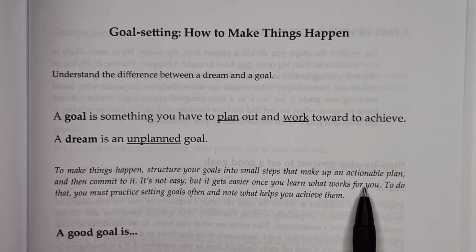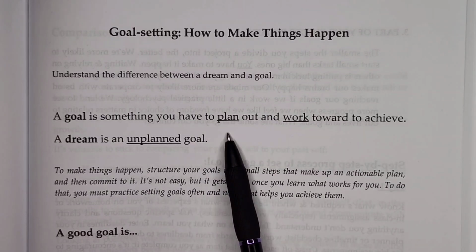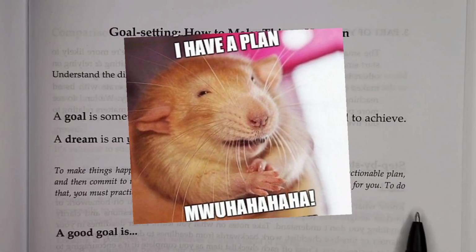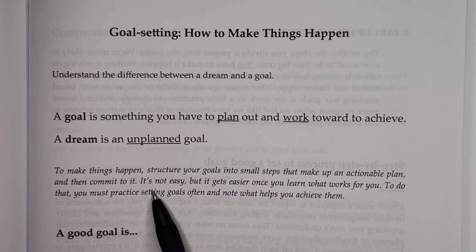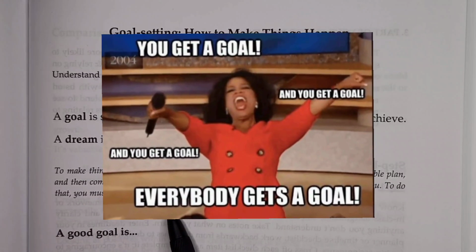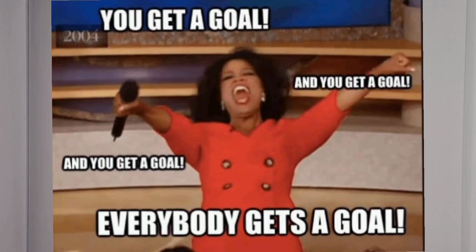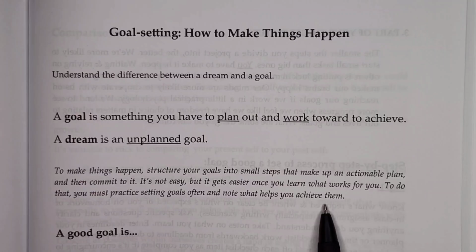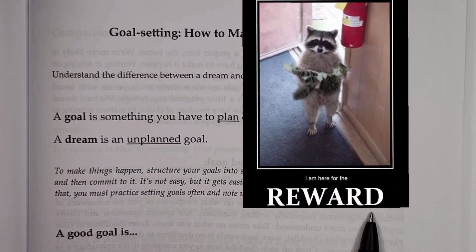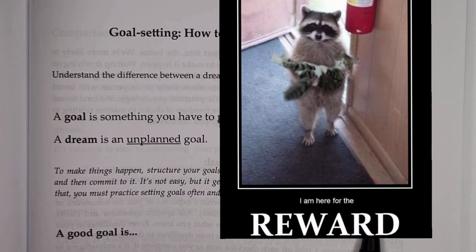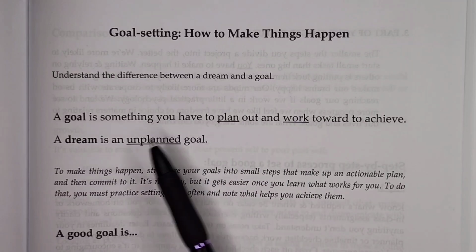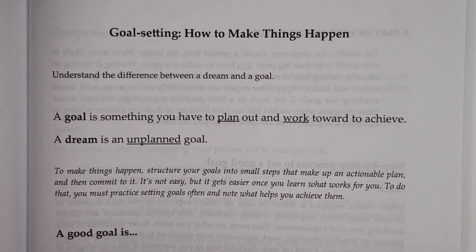So we want to try different things, experiment with the plan, the work, the lists, all of that. And to do that, you must practice setting goals often. It can be small goals, big goals, medium-sized goals, and then note what helps you to achieve them. So start a spreadsheet, start a little list, keep track of what's working for you, what little reward systems or reward economies you can set up for yourself that helps you to actually turn these dreams into goals.